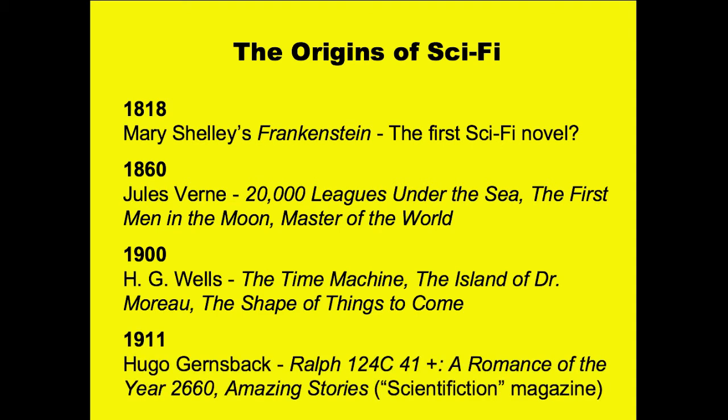And then also, 1911, we have Hugo Gernsback's Ralph 124C41 plus: A Romance of the Year 2660. And this is important. This was a short story, and it was published in a magazine or book collection called Amazing Stories. And this was the first science-fiction, which is what they called it then, before science fiction was coined as a phrase, the first science-fiction magazine.